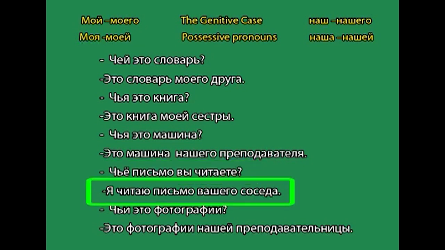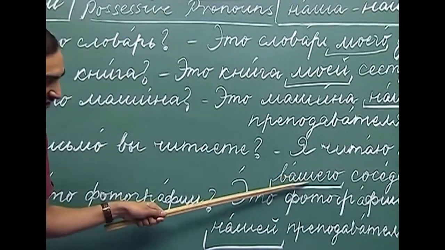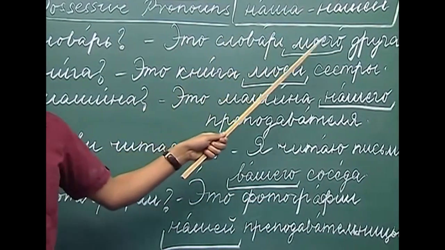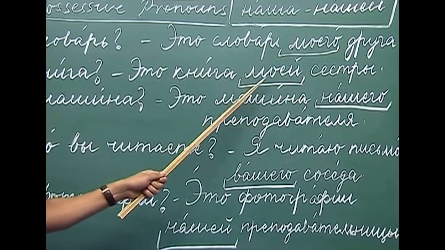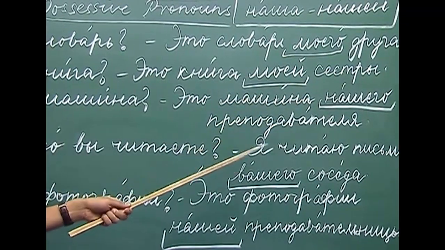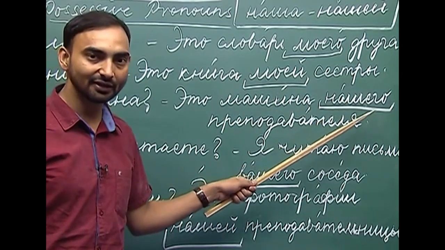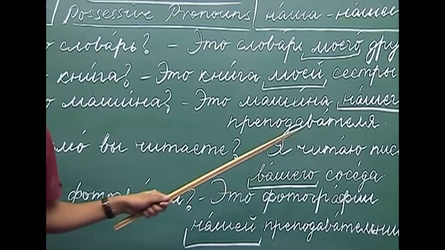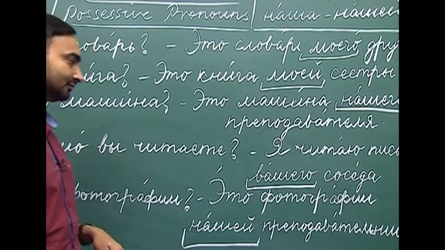Я читаю письмо вашего соседа. Вашего соседа. Sosed is neighbor. I am reading your neighbor's letter. So here Vash has become Vashego. Moi has become Moyego in masculine, Moyei in feminine. Similarly, Nash has become Nashego in masculine and Vash has become Vashego in masculine.